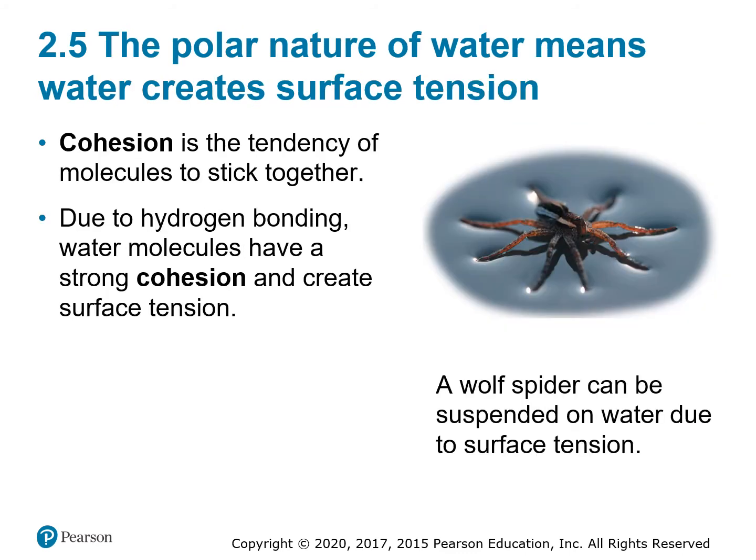This polar nature of water also means that there is surface tension on the top of liquid water. So there are actually organisms that have adapted to do, for example, like this water wolf spider or water striders, to actually walk basically on the surface of liquid water.